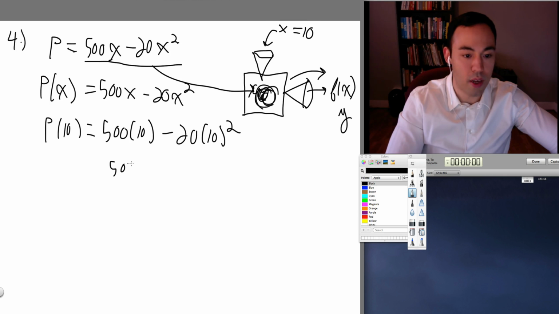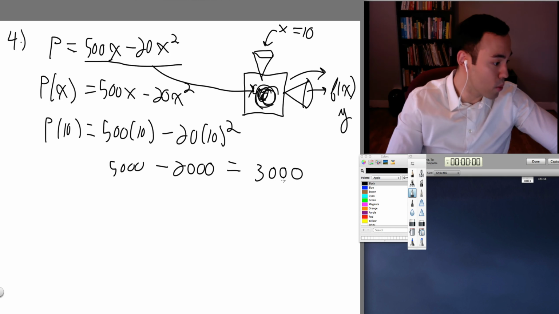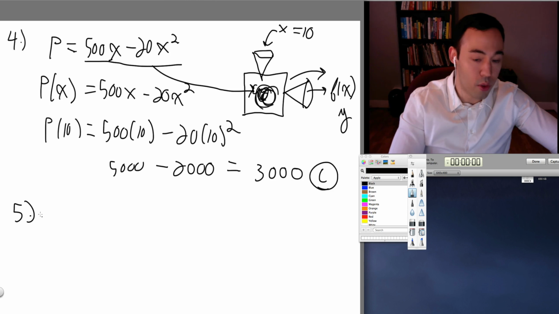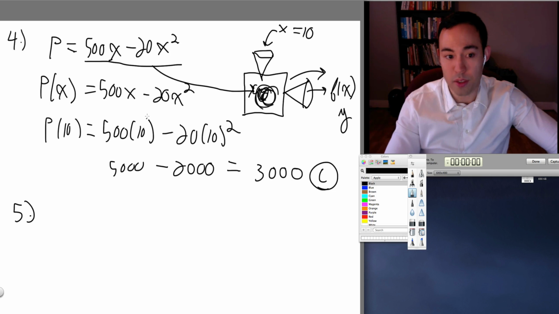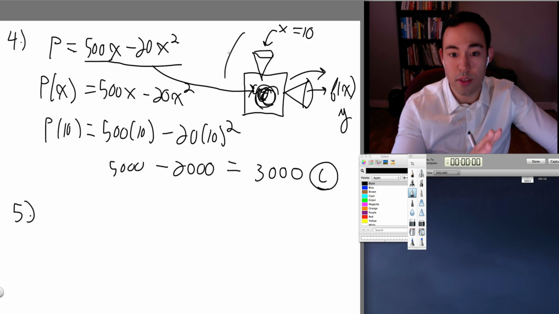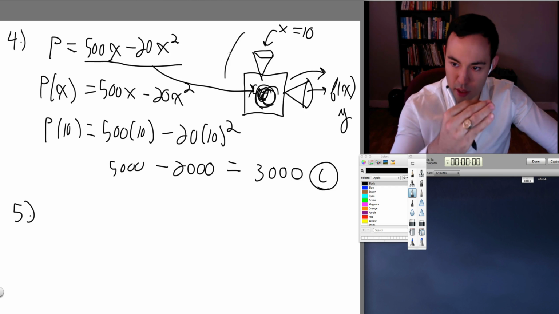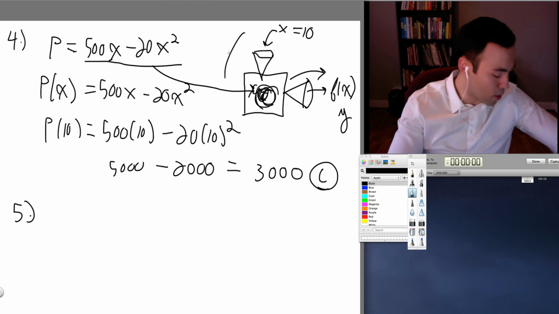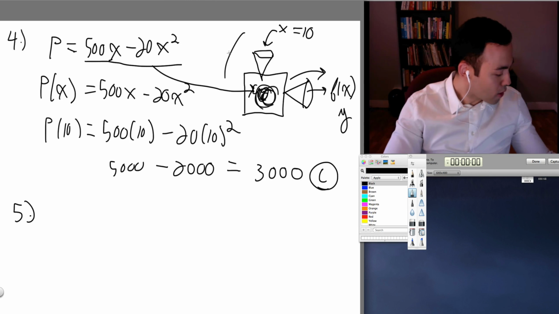All right, so we get 5,000 minus 2,000, and that's 3,000. Now let's see what we got. It's answer choice C. I know that for those of you who already know about functions, this might seem like an overly complicated way to explain the problem. But my point is we need to really get a conceptual understanding of functions for when this shows up as a more difficult problem.